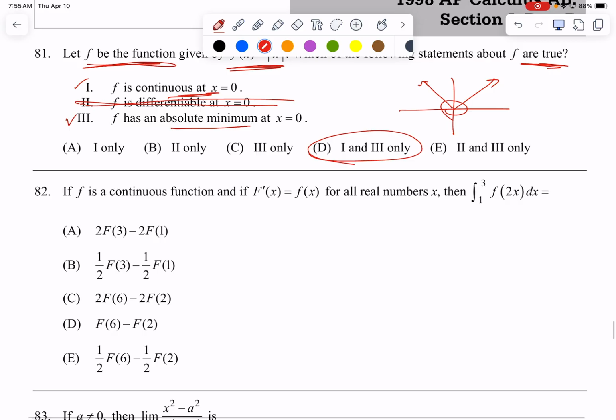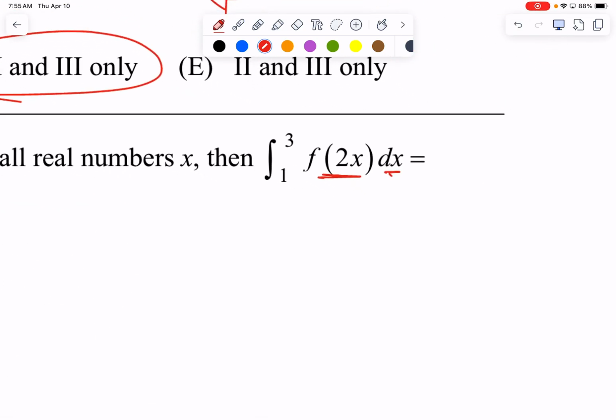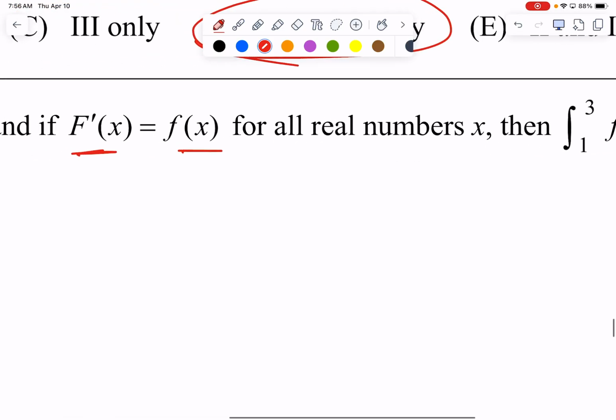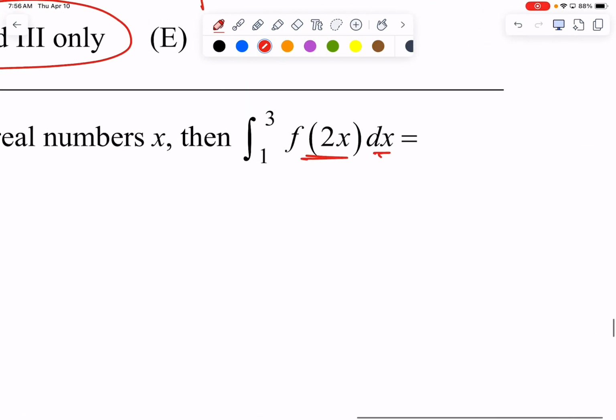All right, f is a continuous function where f prime is equal to little f for all real numbers. Then the definite integral from 1 to 3 of f of 2x dx is equal to. We kind of talked about this yesterday. We're actually going to learn FTC, but this requires the chain rule for integrals. The derivative of big F is little f, but there's a 2x in there. Do you see that the chain rule would have been used? So big F had to be F of 2x.